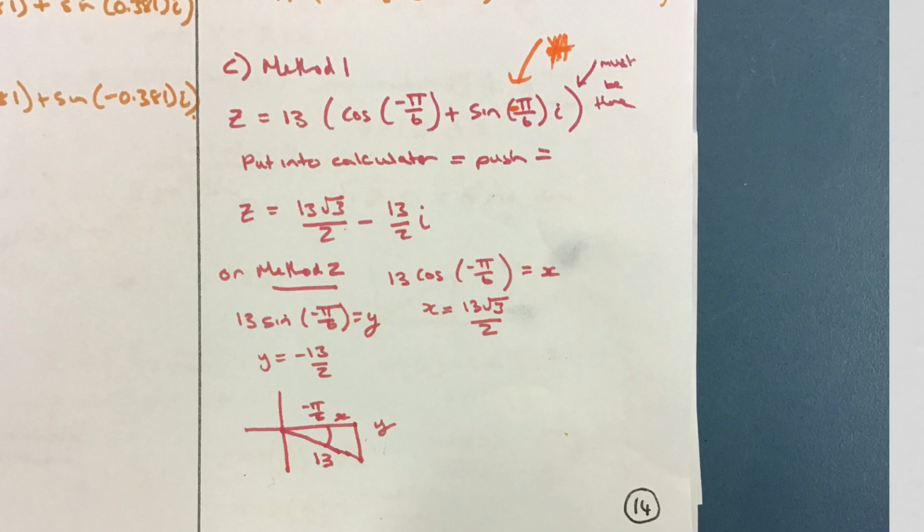The second method, of course, is to consider a triangle where we know what the angle is. We know which quadrant it's in, we've got the r value, and of course we can solve for x or y. It's not exactly hard, right? And then put that into the equation. Either one is fine.